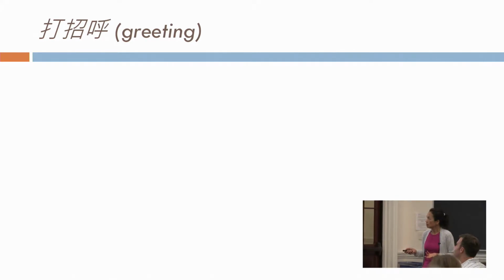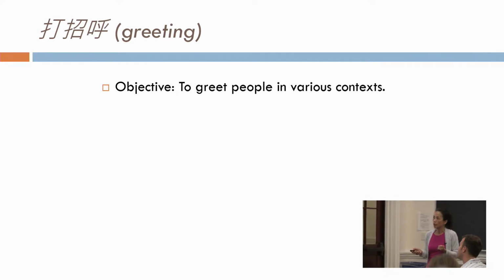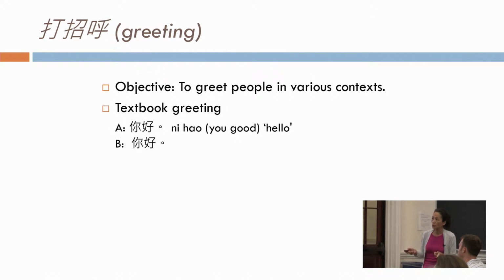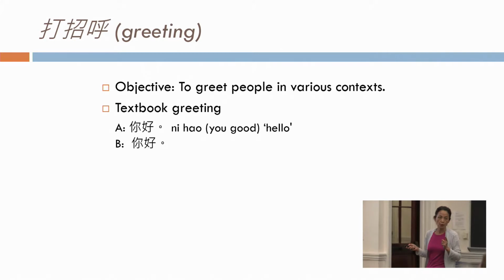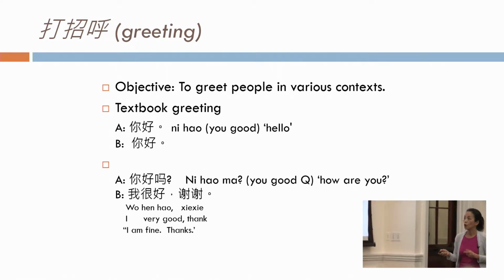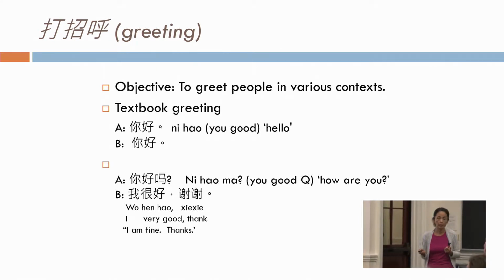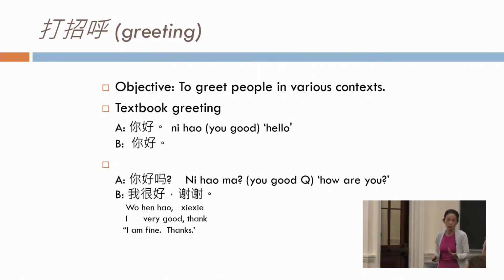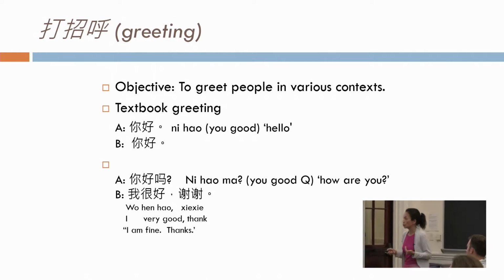Greeting. So I think for the first semester, I would like students to know how we greet people in different contexts. Because in the textbook, there is only one greeting, which is 你好, hello. You probably know that, 你好, right? Or a question form: 你好 with a question marker, and then how are you, and then you say thank you. But do we say that? The question is, do we say that?